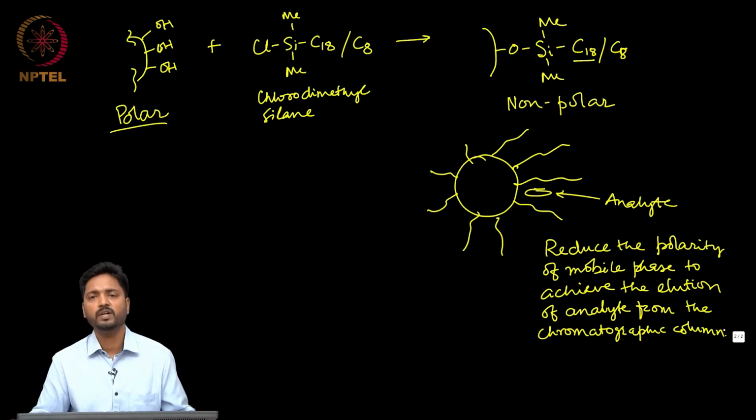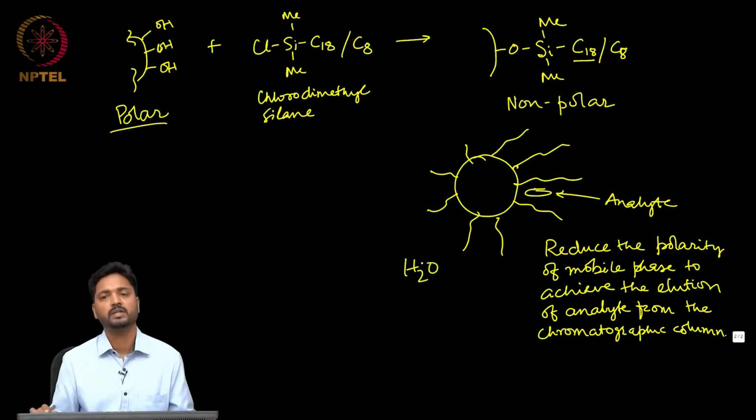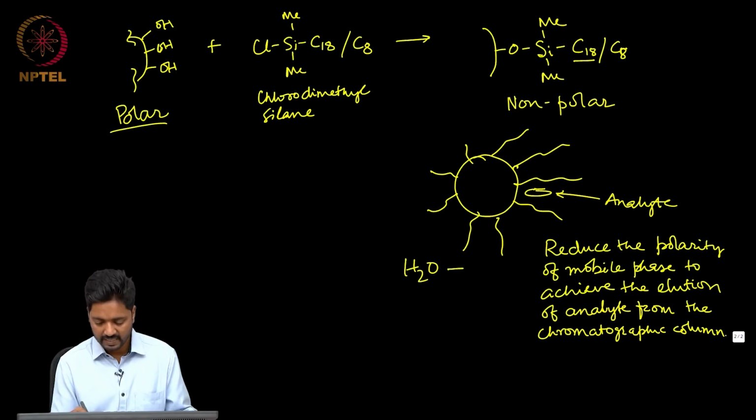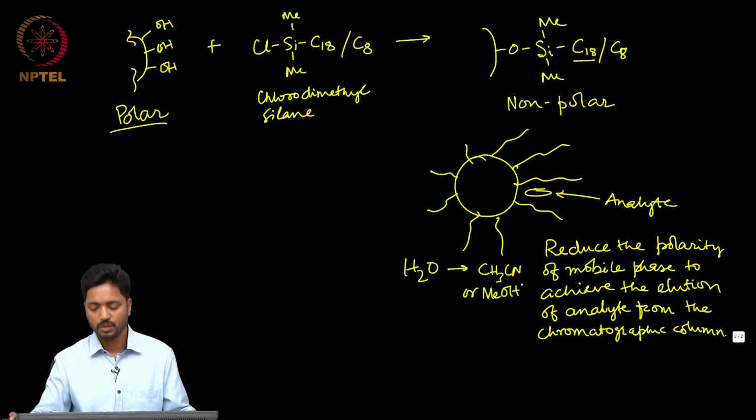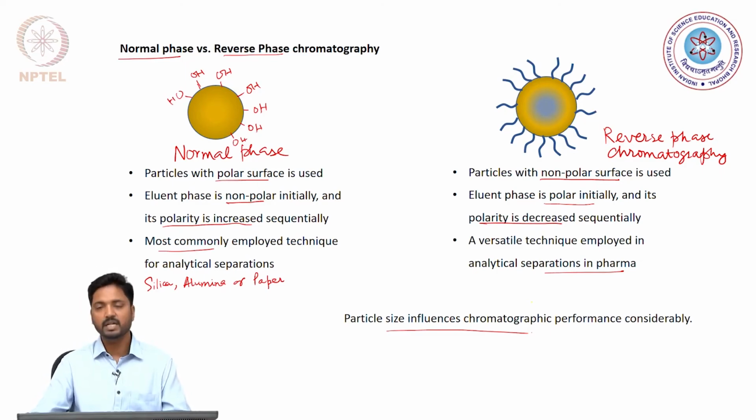So, this obviously requires the mobile phase. Typically we start with a mobile phase as water, and then we add either acetonitrile or methanol in various fractions to reduce the polarity of the medium and achieve effective elution out of the analyte of interest. Now, let us go back to the presentation and understand how particle size influences chromatographic performance.